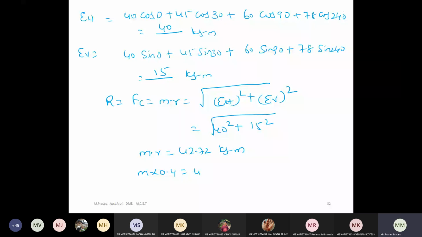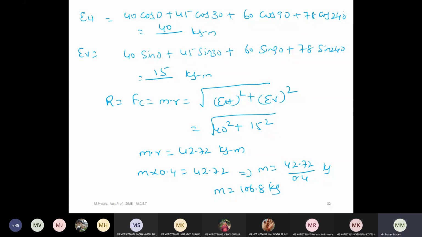Mass is 42.72 by 0.4. Give me the answer. 106.8. Suppose if it is 0.2, how much are we getting? 42.72 by 0.2. Please answer. Sir, 213.72, sir.